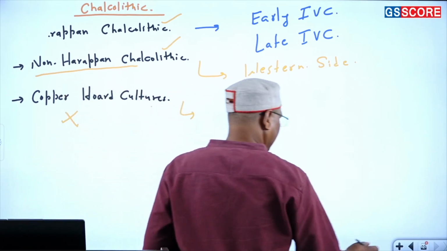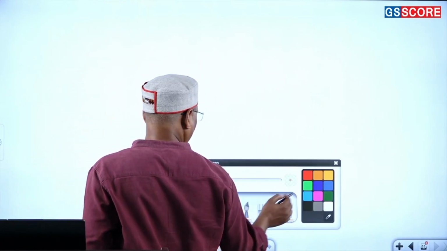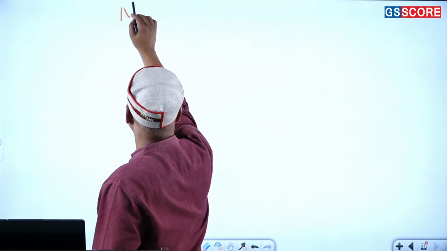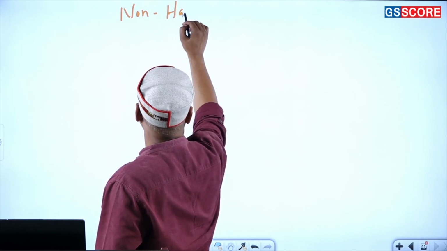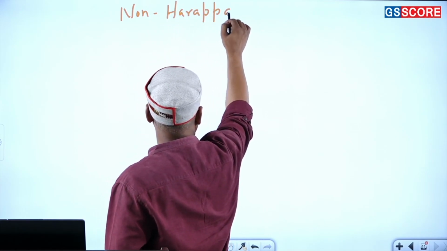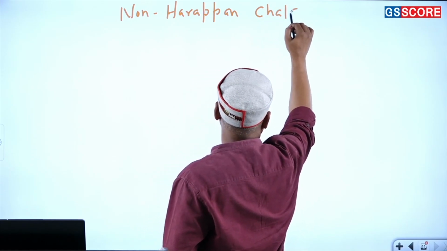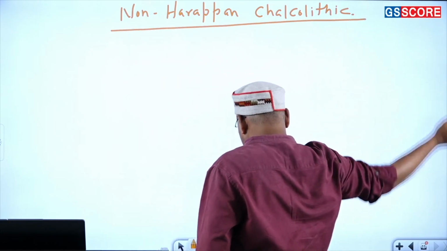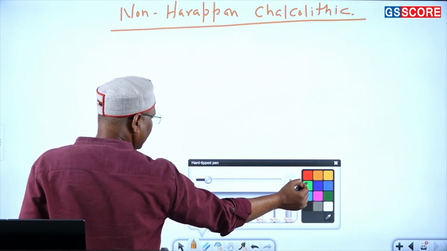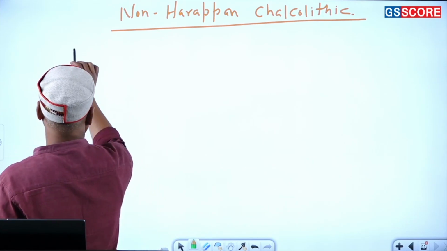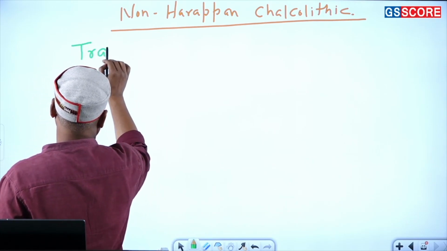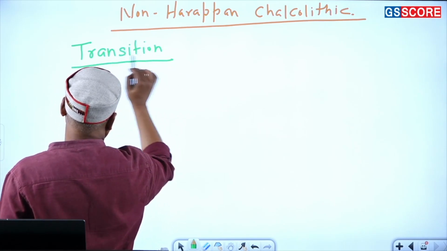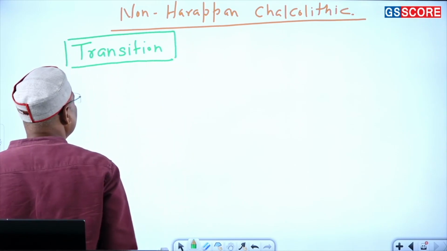Now, the moment you see the non-Harappan chalcolithic cultures, it should be seen as a phase of transition. Understand this point very carefully. One thing you should always keep in mind is that non-Harappan chalcolithic culture should always be studied with respect to one word, that is transition. Fine.